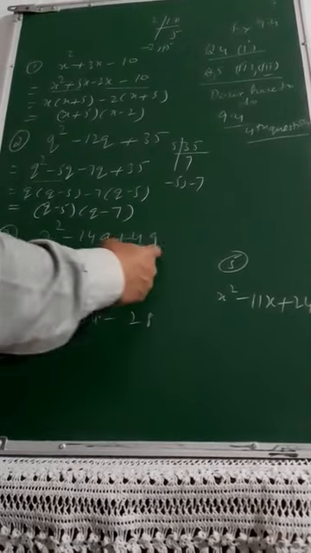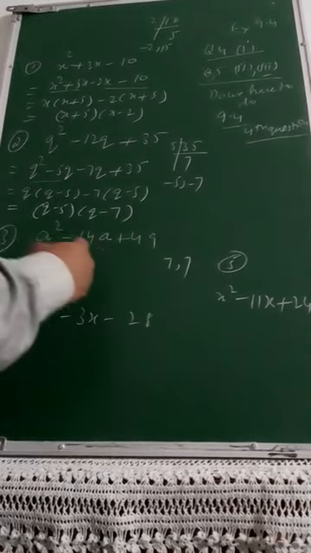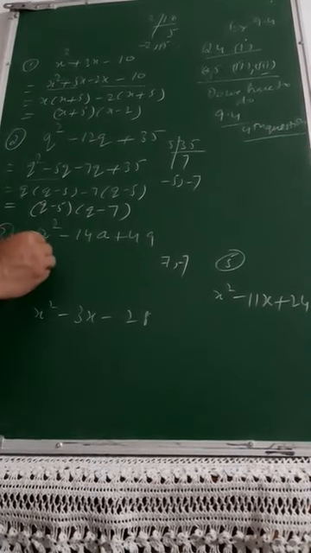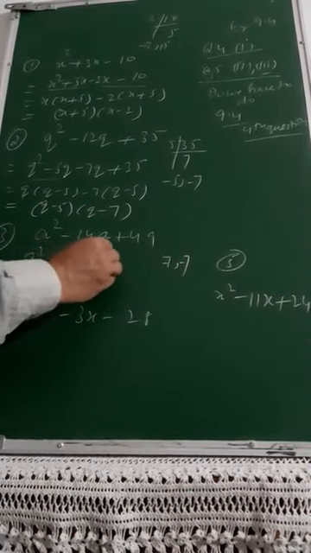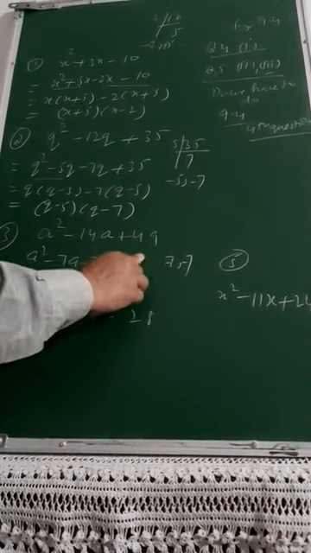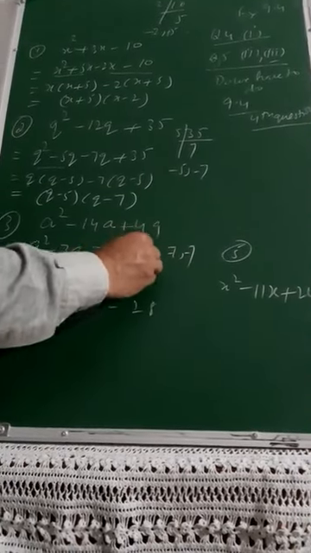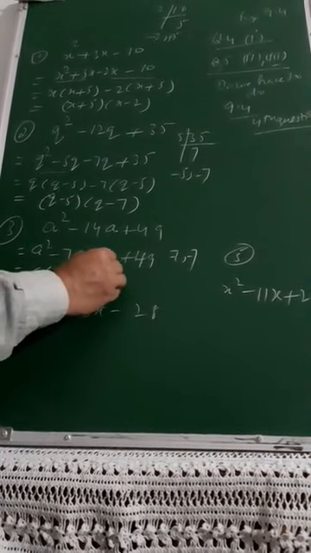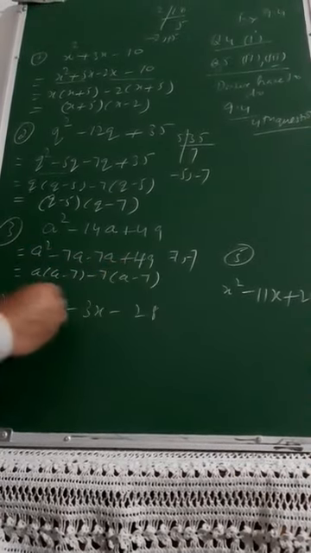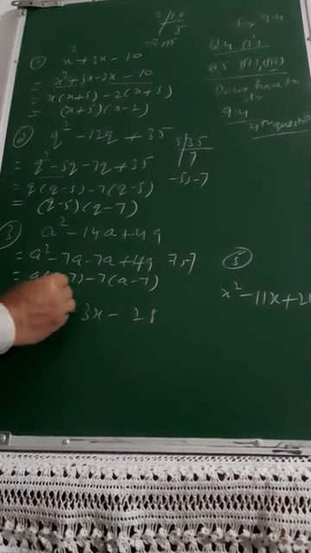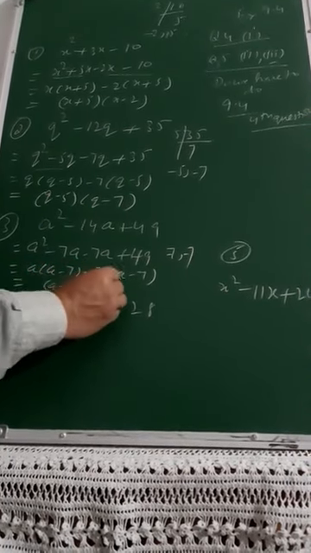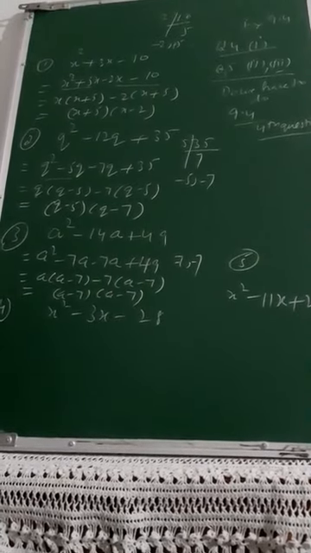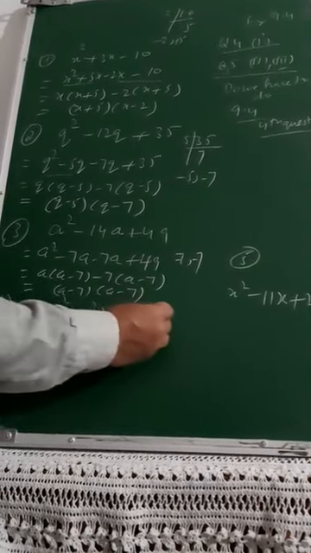Then here it is 49. So you are very clear that it is 7 and 7; again you need minus 14, so put minus with both. So a square minus 7a plus 49. So a is common, a minus 7 is common, again a minus 7. Finally here a minus 7 is common, so again a minus 7 into a minus 7 will be the answer for this.